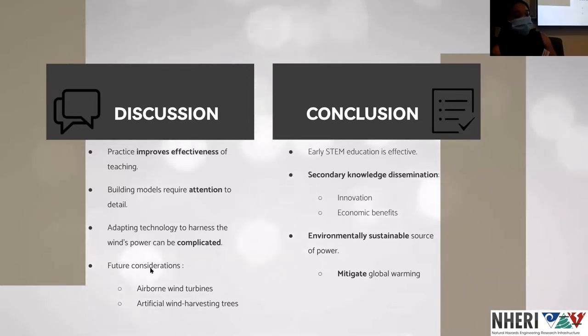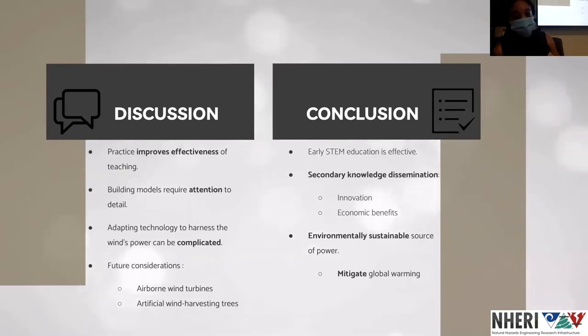Adapting technology to harness wind power is actually a complicated process because, one, wind is invisible. So in order to test that, you have to assess how it works impacting another object. However, future considerations are to make airborne wind turbines, which use their own aerodynamics to harness the wind's power, and artificial wind harvesting trees, which are just fake trees that have spinning leaves.